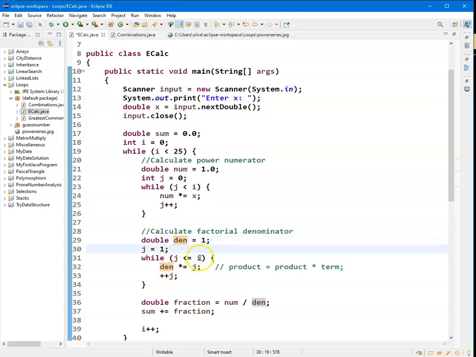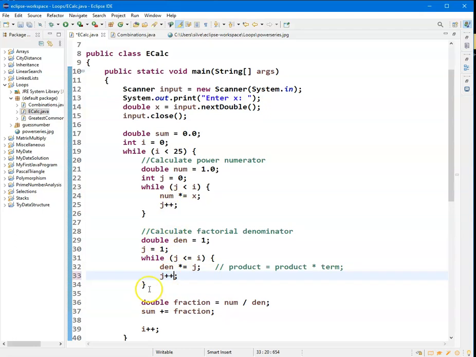j is less than or equal to 10. Denominator equals the denominator times j, times 1, times 2, times 3. And then we're going to increment j for the next iteration. Now, to be consistent here, I'm not sure why I put the plus plus in front. It doesn't really matter. But for consistency's sake, if I have j plus plus up here, then let's be consistent with j plus plus there.